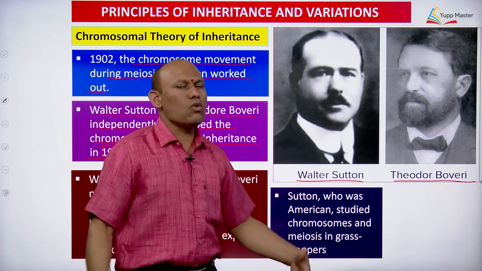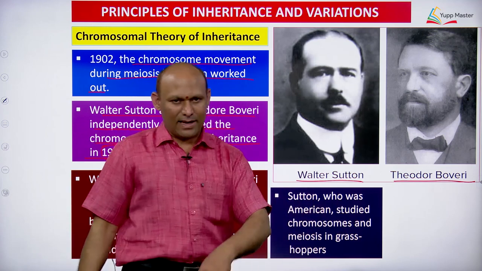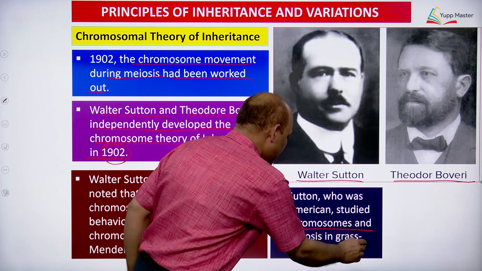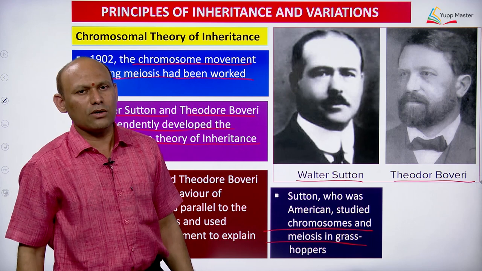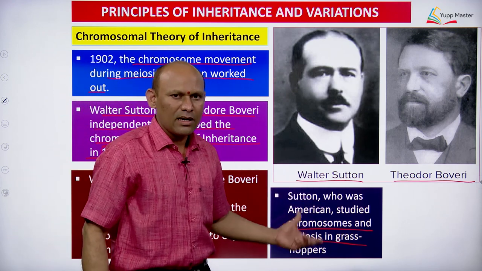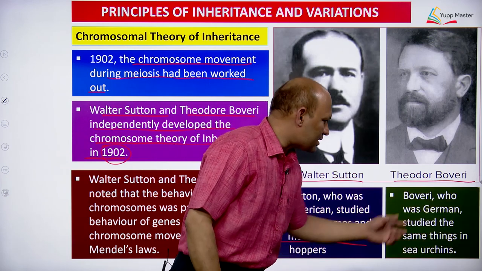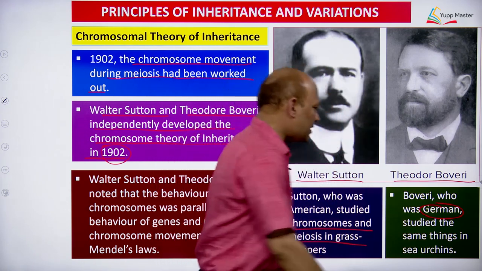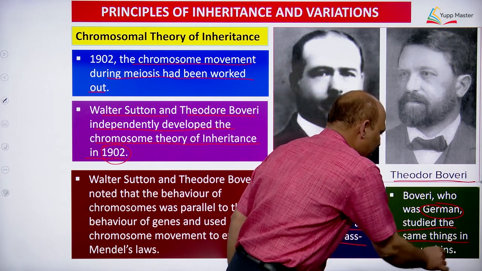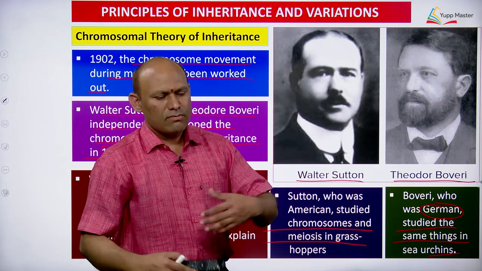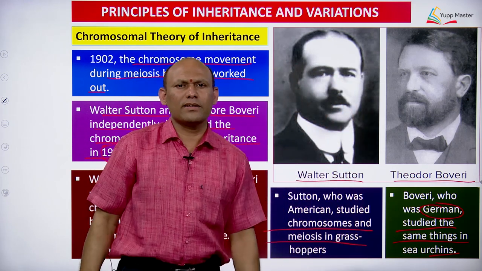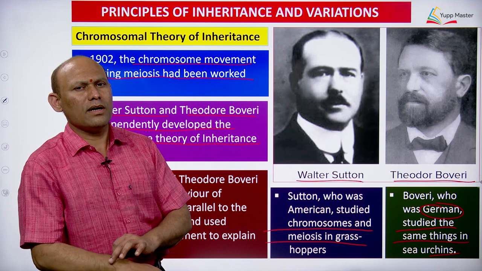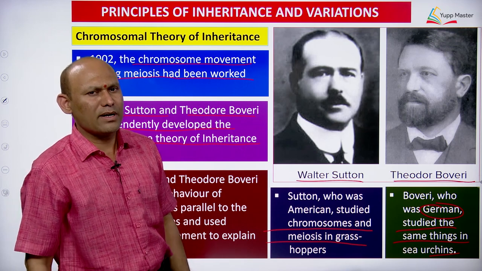Who was Sutton? Sutton was an American scientist, and he studied chromosomes and meiosis in grasshopper. So Sutton, American, studied grasshopper. Boveri was German, dear students. Boveri studied the same thing, chromosomes, and found that all the pairs of chromosomes are required for proper embryonic development.